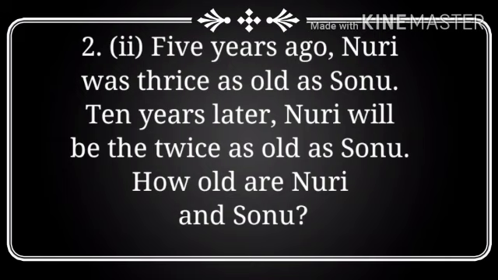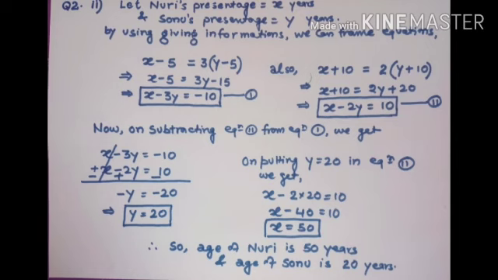Now it's time to exercise some word problems. This is the question you can see on the screen: 5 years ago Nuri was thrice as old as Sonu. 10 years later, Nuri will be twice as old as Sonu. How old are Nuri and Sonu? Let us solve this question by using the elimination method. First of all, let us frame the equations by using the information given in the question. For this, let us consider the present age of Nuri as x years and the age of Sonu as y years.